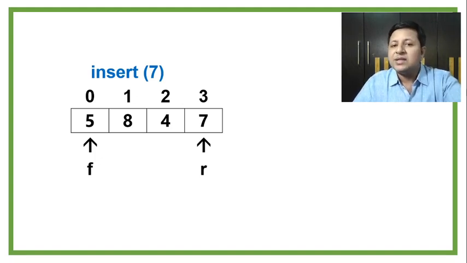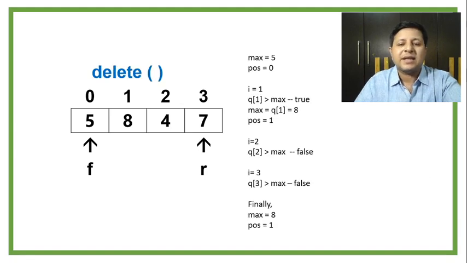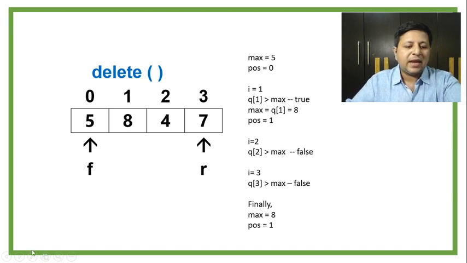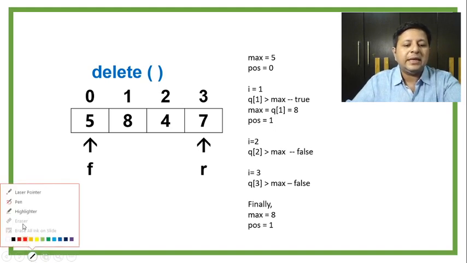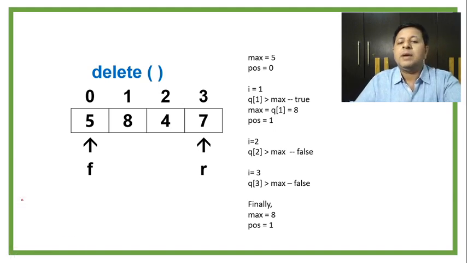Okay, now let us try to do delete. You obviously have to find the maximum and you have to delete it. Let's see how exactly we can go about deleting the maximum element. Obviously we need to find it first. Now there is a very typical logic for finding the maximum. The first element is considered as max.